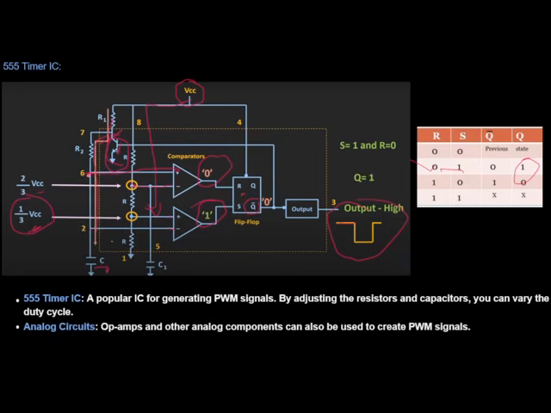By varying the voltage over these terminals, you will get different outputs. The output will be in the form of 0 and 1 only. Because of these different values of R and S, you will get different values of Q. And because of those different values of Q, you will get a waveform like this. This is how you can generate PWM through the 555 timer IC.